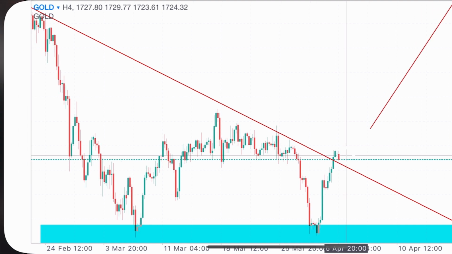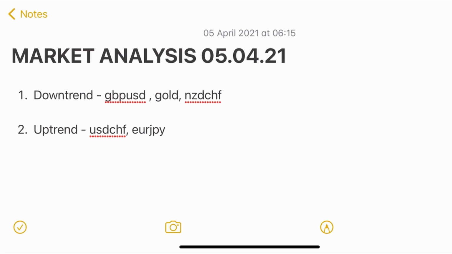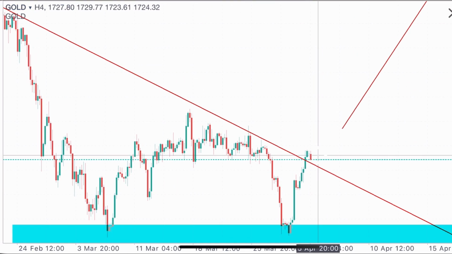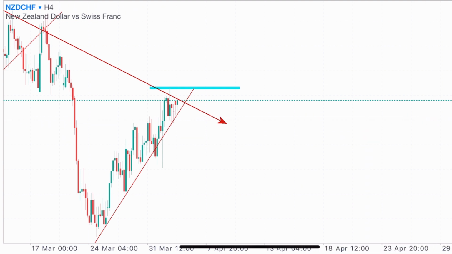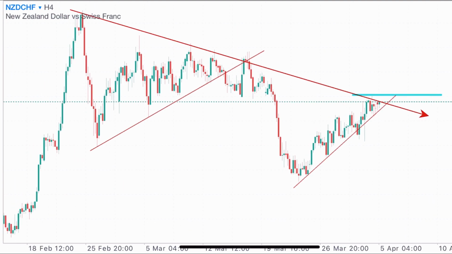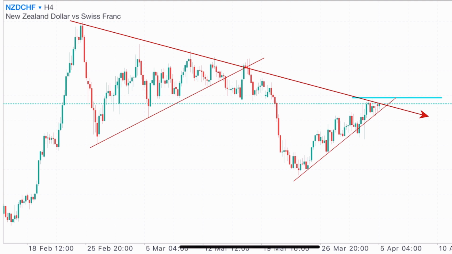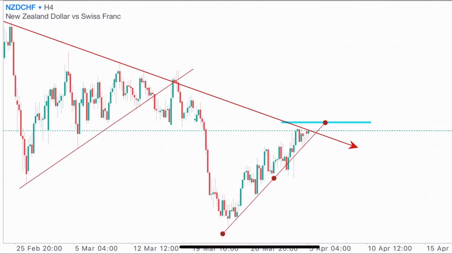So let's go to the next pair. We're going to look at the NZDCHF, ladies and gentlemen. The NZDCHF is actually one of the nicest, cleanest charts you can find, right? We also used this one in the lesson that we had today. Lesson 2 is what I'm talking about, ladies and gentlemen.